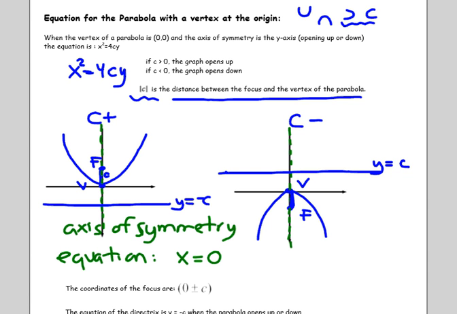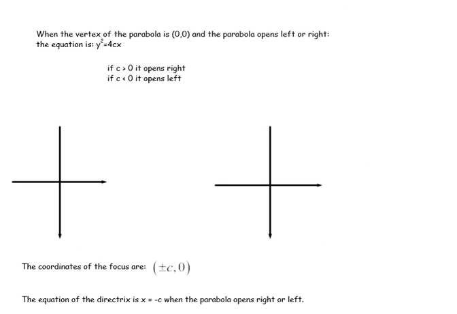So my trick to remember is that it starts with x squared and it's around the x-axis. So you see like your x-axis is here. So it's going up or down the x-axis. So you start with x squared. Because it can also be left and right. So let's look at left and right. If it's opening to the left or to the right, it's going to start with y squared is equal to 4cx.